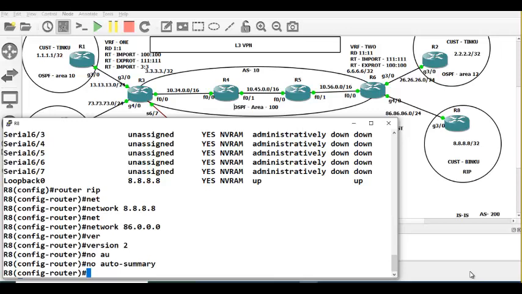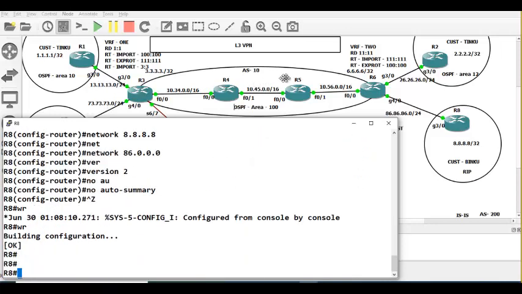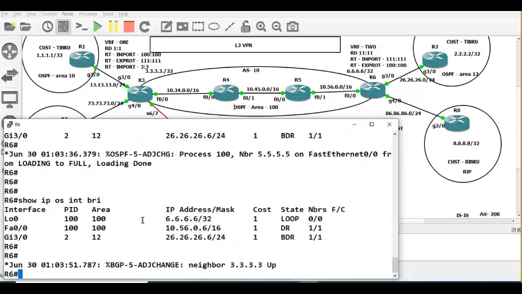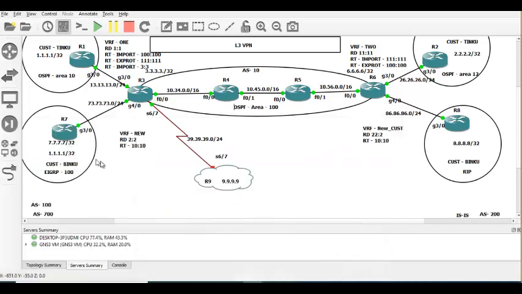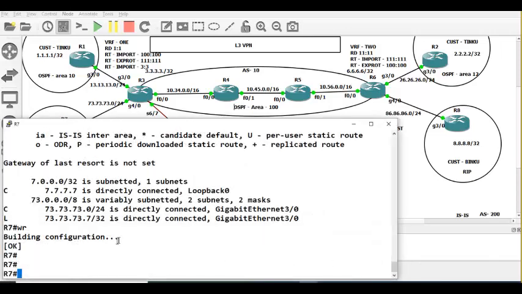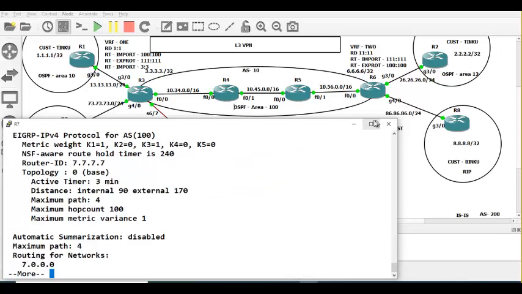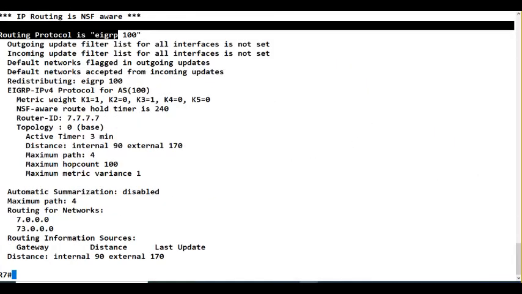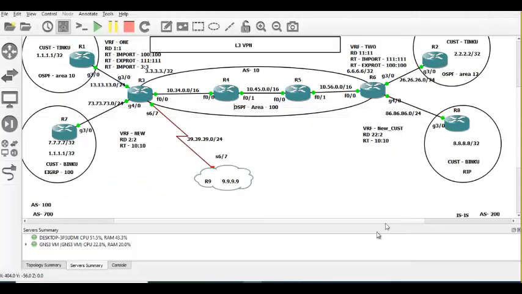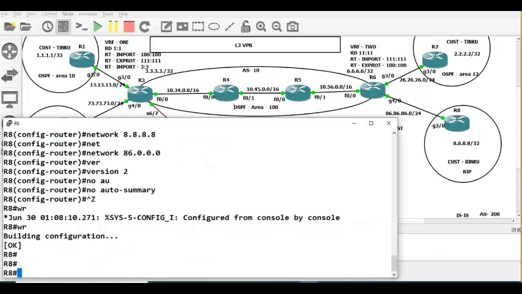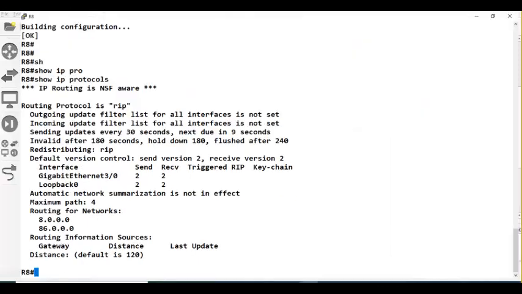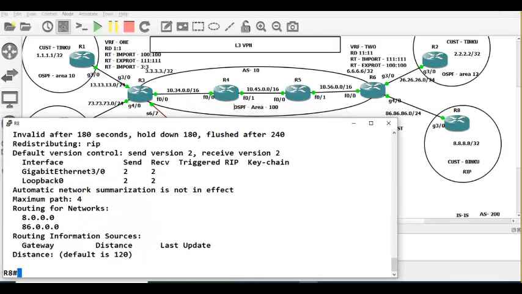So RIP is running on router 8. Router 7 is running EIGRP, router 8 is running RIP. We don't have BGP in these two now. Router 7 is running EIGRP only. That's the only protocol that is running here. And router 8 is running only RIP. There's no other protocol.